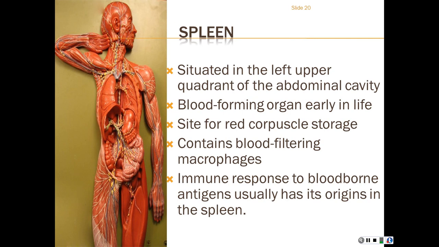The spleen is situated in the left upper quadrant of the abdominal cavity. It's a blood-forming organ early in life. It's a site for red corpuscular storage. It contains blood-filtering macrophages. And the immune response to blood-borne antigens usually has its origins in the spleen.